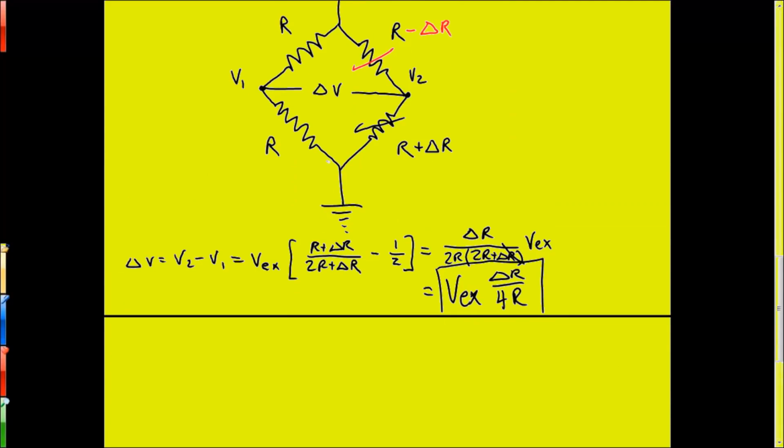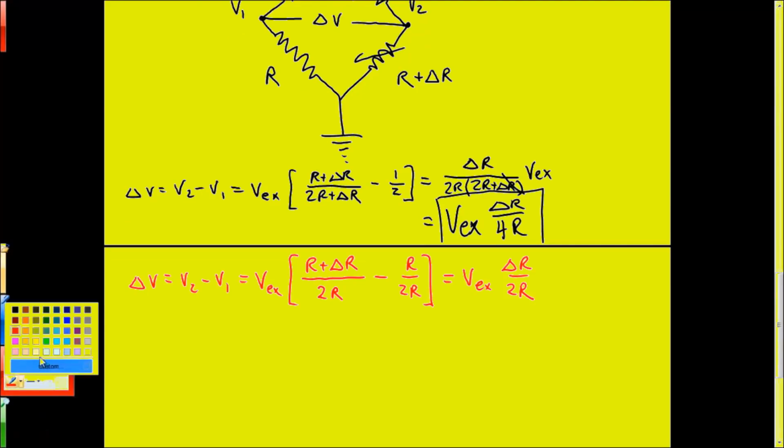So to analyze this one, we know that delta V equals V2 minus V1, which is equal to the voltage at V2, the excitation voltage times (R plus delta R) over the resistance of the entire length of that circuit, which is 2R, minus the voltage at V1, which is just going to be R over 2R, which equates directly to VEX times delta R over 2R.